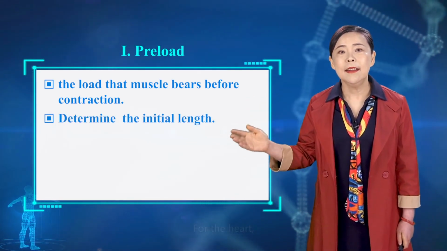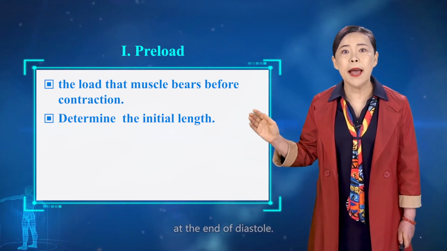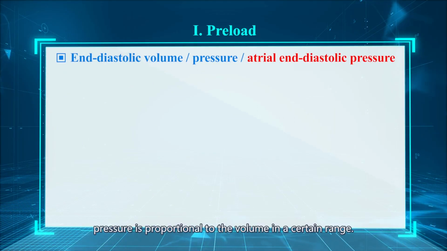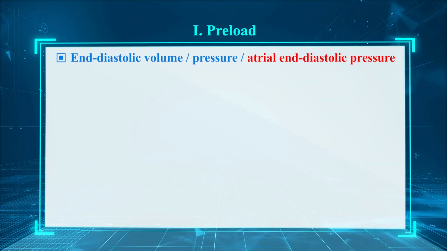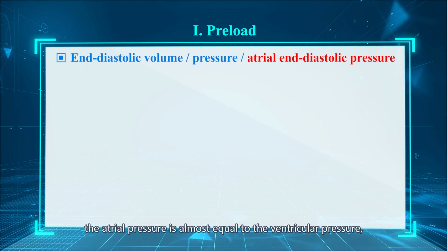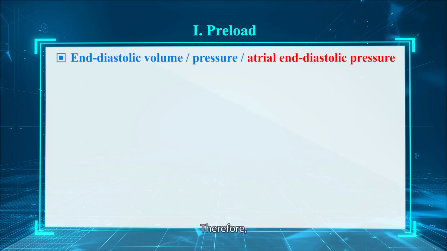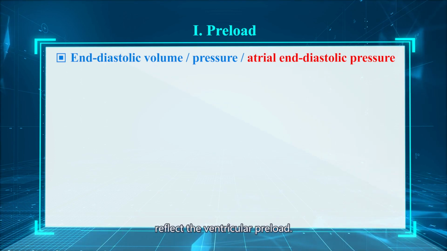For the heart, the initial length is determined by the ventricular volume at the end of diastole. To the heart, pressure is proportional to the volume in a certain range. At the end of diastole, the atrial pressure is almost equal to the ventricular pressure and is easy to measure. Therefore, the atrial pressure at the end of diastole is often used to reflect the ventricular preload.